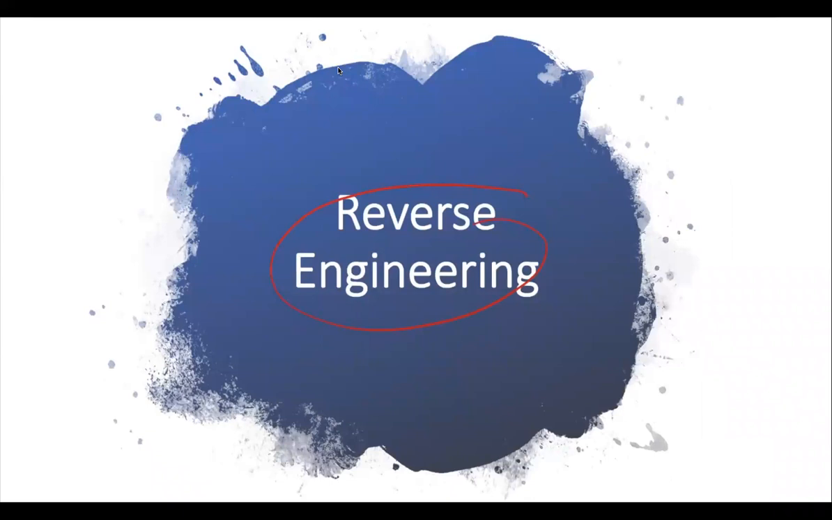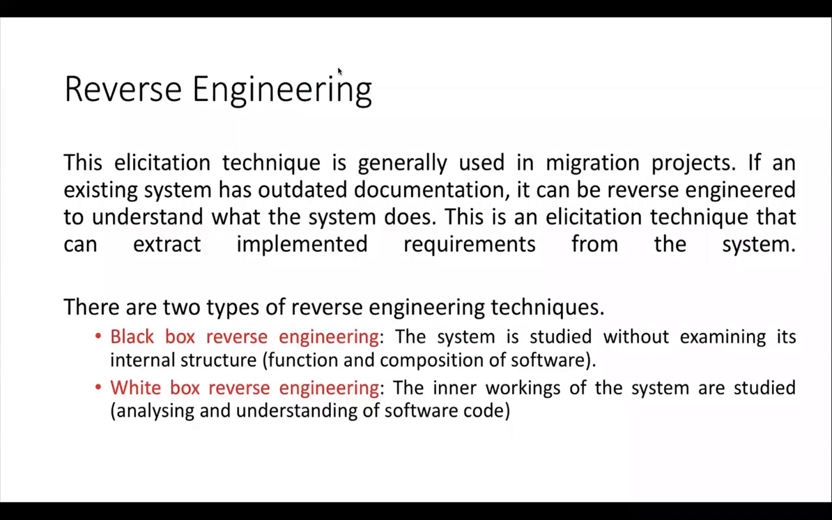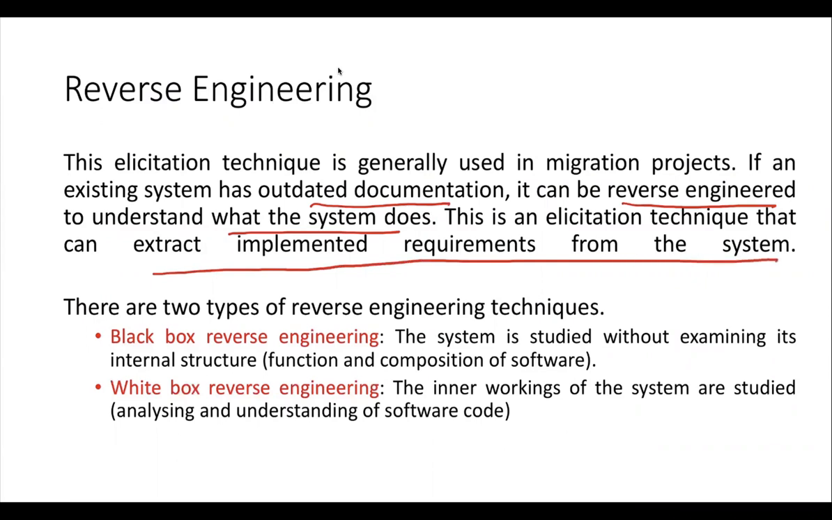Finally, reverse engineering. From the word, we reverse the engineering process to elicit requirements. This elicitation technique is generally used in migration projects. What does this mean actually? It means that if we have an existing system that has outdated documentation, we could actually reverse engineer this project. The reason for this is that we could easily understand what the system does. This is an elicitation technique that can easily extract those implemented requirements from the system.